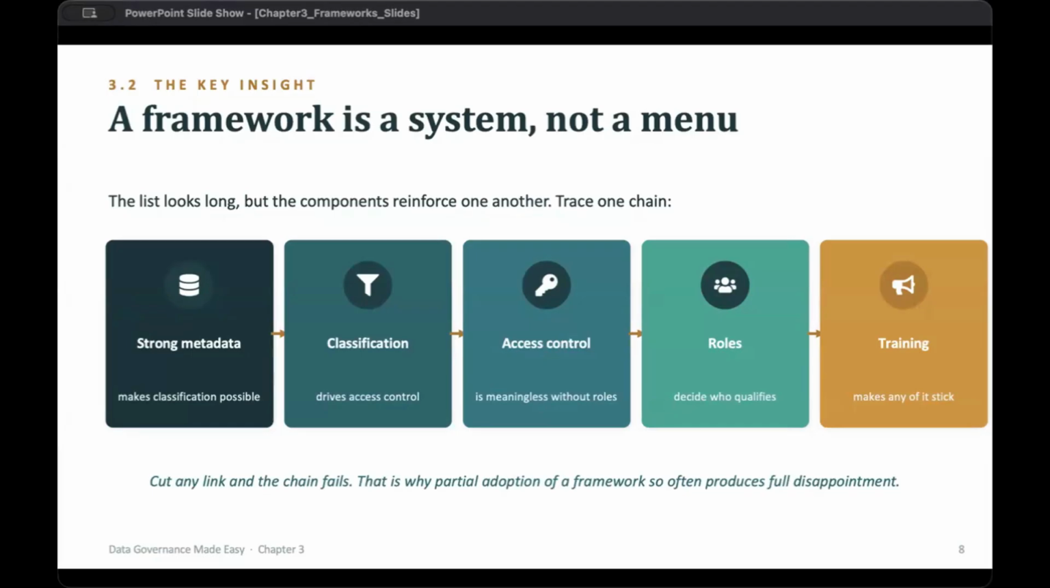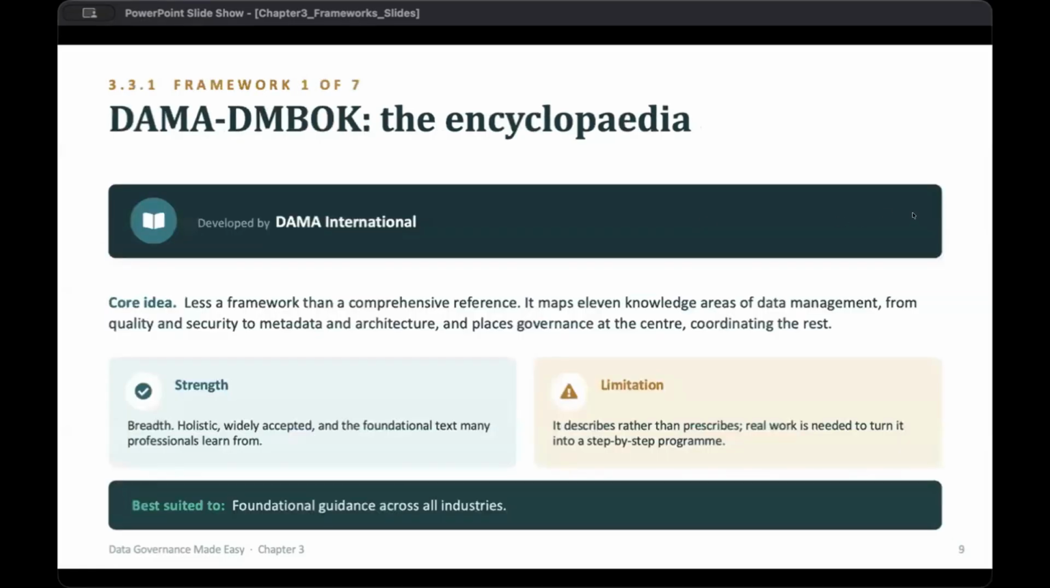So David was right by saying that when I have my roles, I can do my training. So some will rather start with things to do with the metadata, go to classification, go to access controls, go into roles, and then end up in training. If you cut any of this link off, the whole idea is that you have a partial adoption that could actually cost you. Good. So there are quite a number of them.